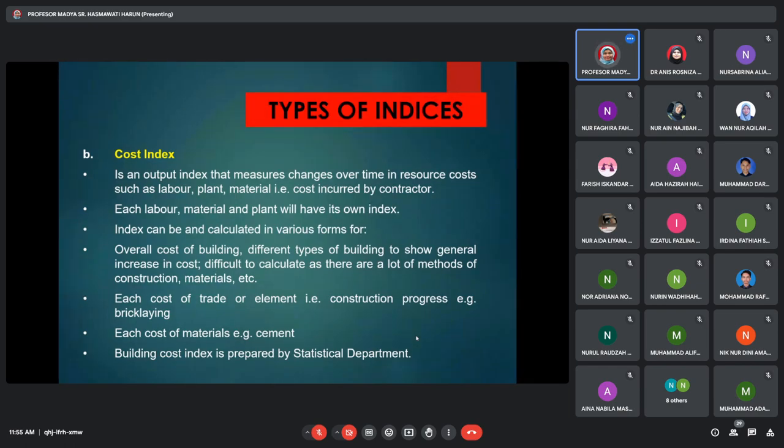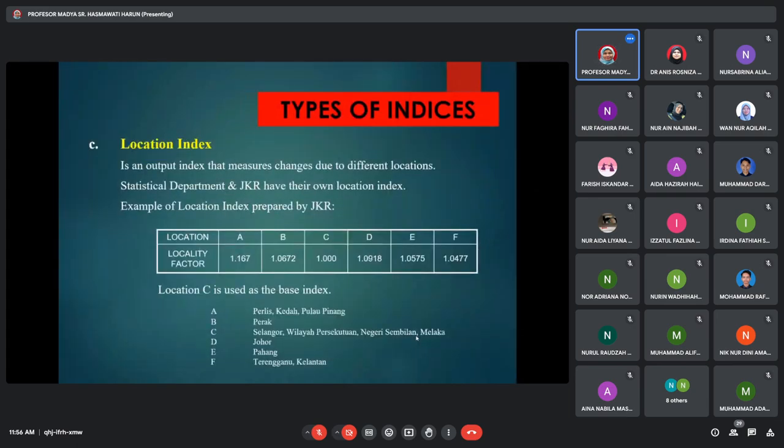Okay, so there are many. What you have to be very careful about is that every index has its own assumptions, its own base year, its own caption or clauses. So that is where you have to be very cautious. You must use the same one consistently in your estimates. All right. We've done that.